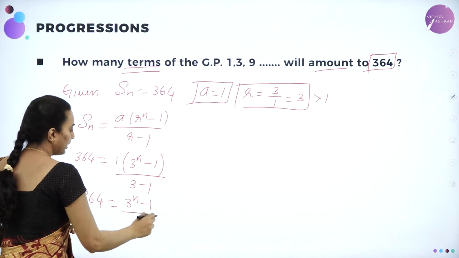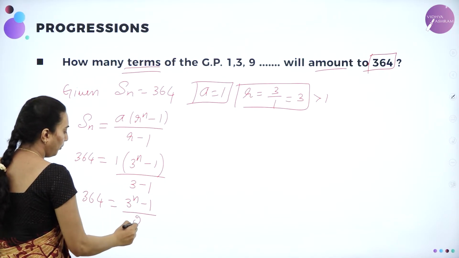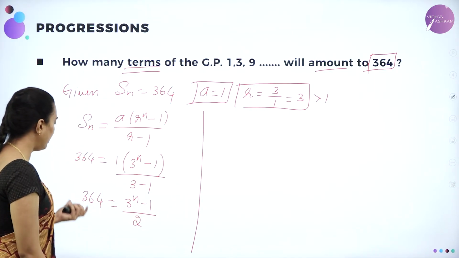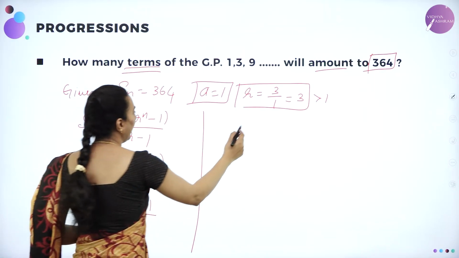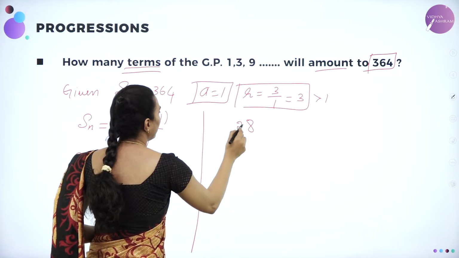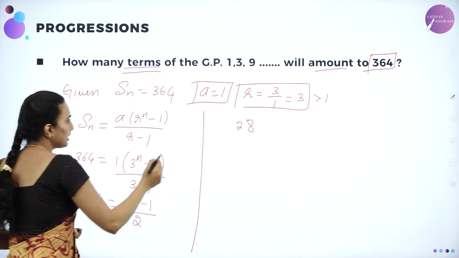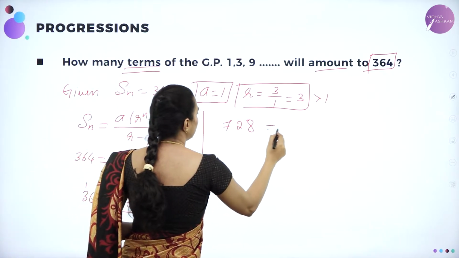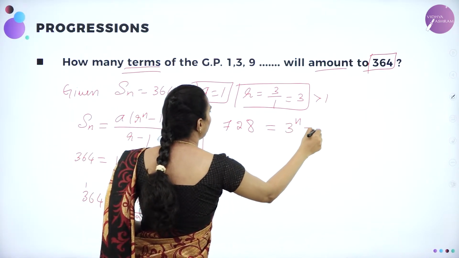3 to the power of n minus 1 divided by 3 minus 1 is 2. So therefore, multiplying this 2 on the left hand side, which will be giving you 2 4s are 8, 2 6s are 12, 1 will be the LCM, 2 3s are 6, 6 plus 1 is 7. So 728 is equal to 3 to the power of n minus 1.